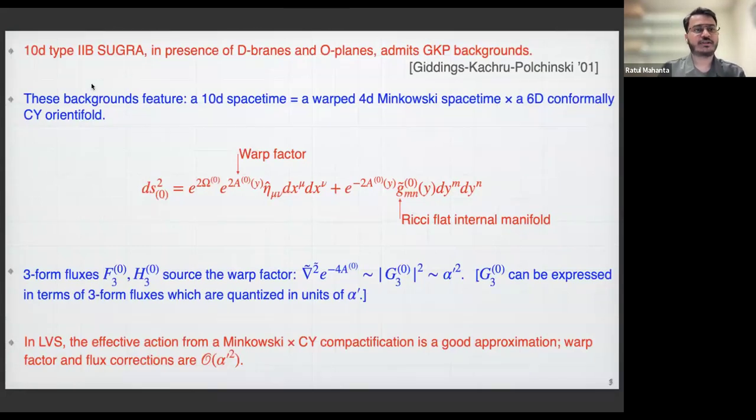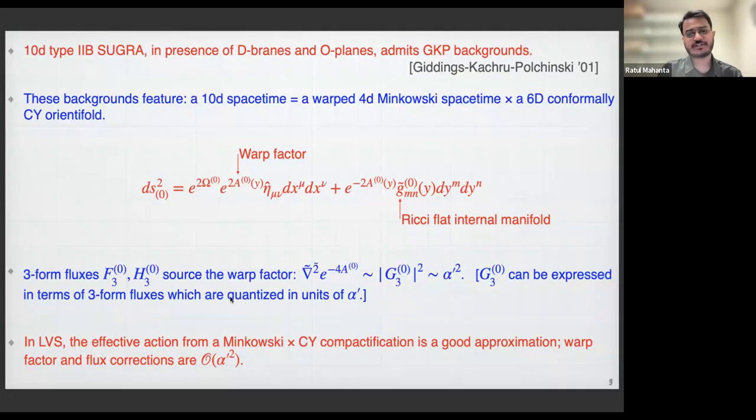The 10D type IIB supergravity in presence of D-branes and O-planes admits GKP backgrounds. This background features a 10D space-time, which is a warped 4D Minkowski space-time, and a 6D conformally Calabi-Yau orientifold. So this is the conformal factor, and the leftover piece is a Ricci-flat internal manifold, and A would be the warp factor. We'll talk about the Weyl factor later.